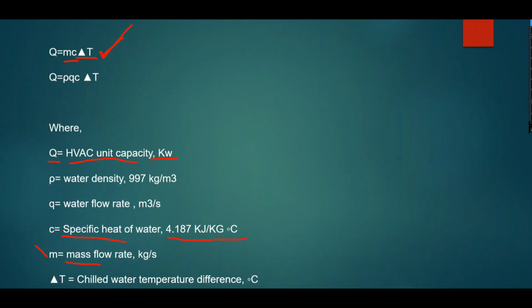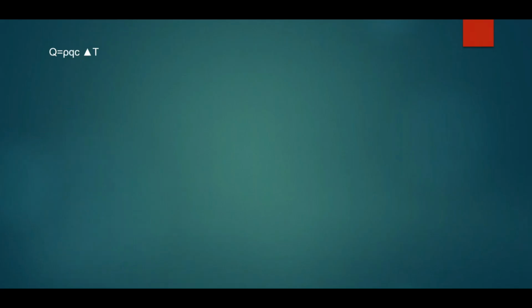You can rewrite the formula in this way. Here density is the water density, which is a constant value of 997 kilogram per meter cube, and from here you can find the Q value, that is the water flow rate. This is what we are going to find out to verify how 2.4 GPM comes. This is in meter cube per second, and here again C is the same specific heat of water, and delta T is the temperature difference.